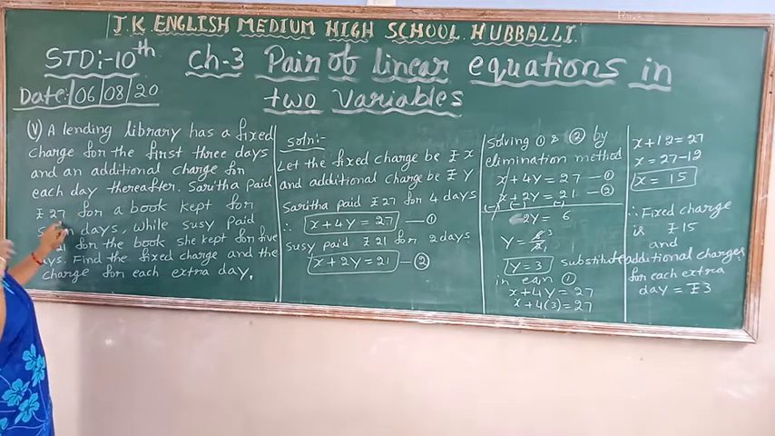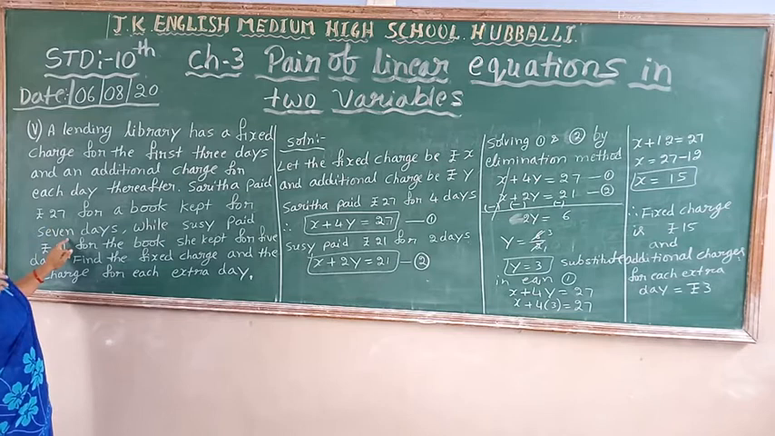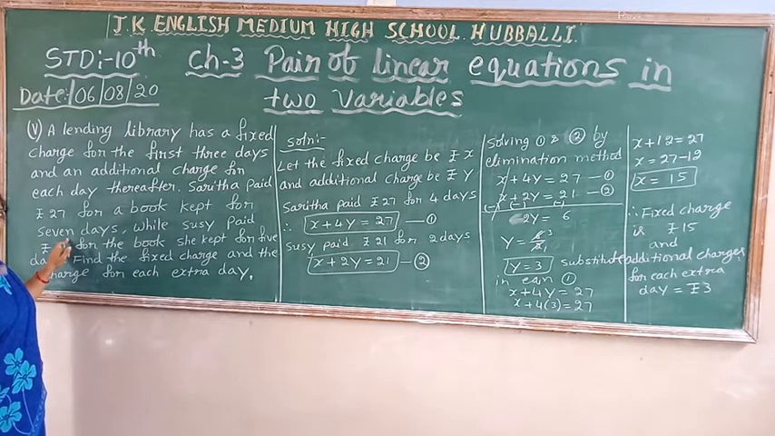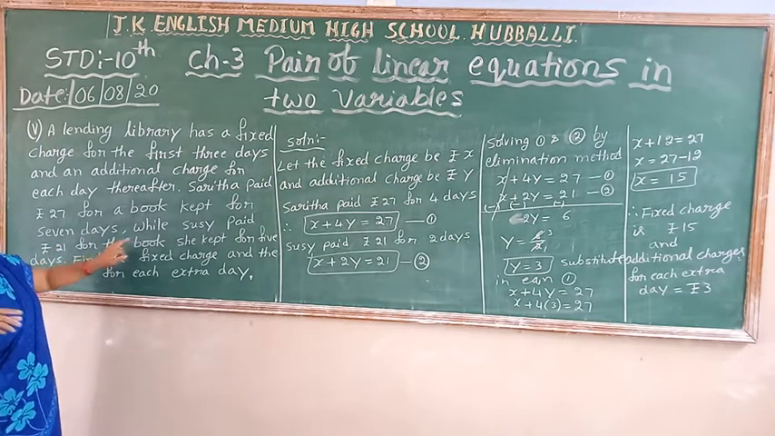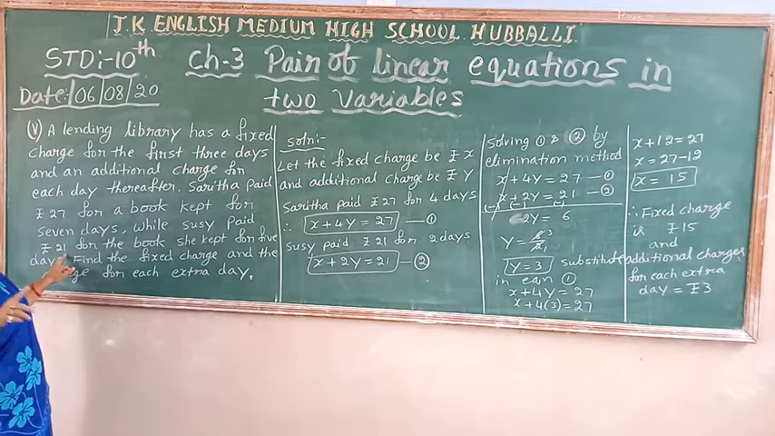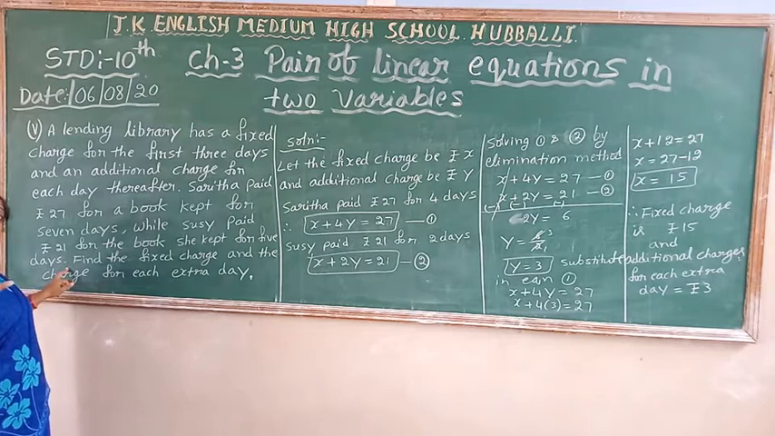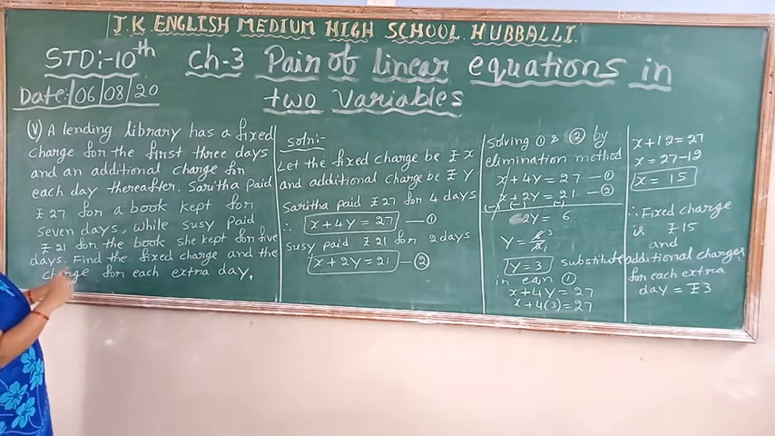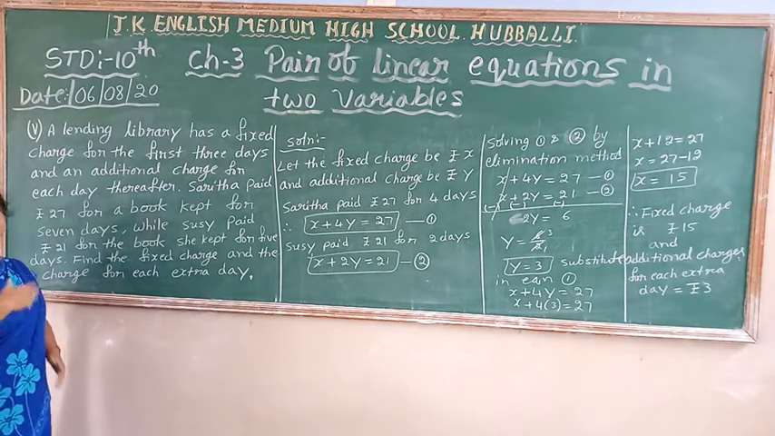Sarita paid rupees 27 for a book kept for 7 days. For 3 days it is the same for everybody. She kept it 4 days more, so the extra charge will be for 4 days. While Susie paid rupees 21 for the book she kept for 5 days. She kept the book for 5 days; for 3 days she will pay the same fixed charge. Then after 3 days, she kept it 2 days extra, so there is an additional charge for 2 days. Find the fixed charge and the charge for each extra day.